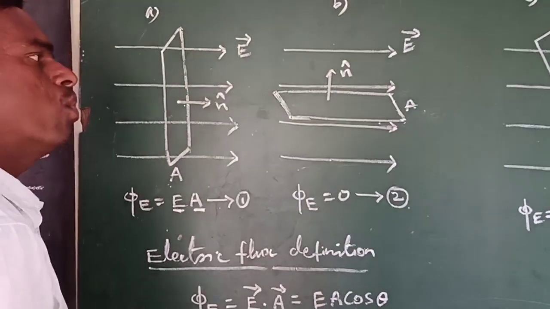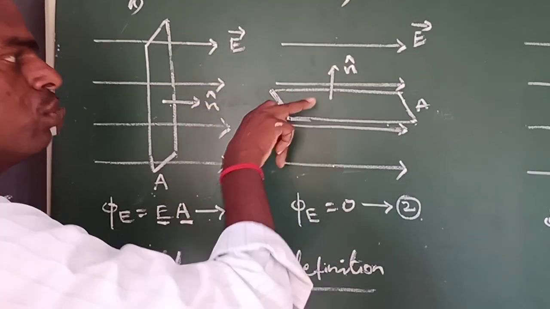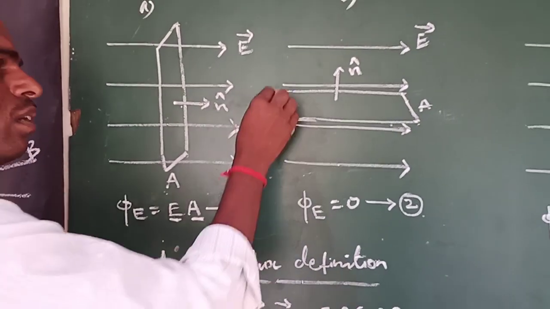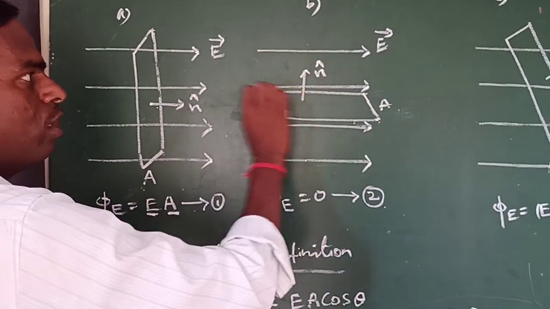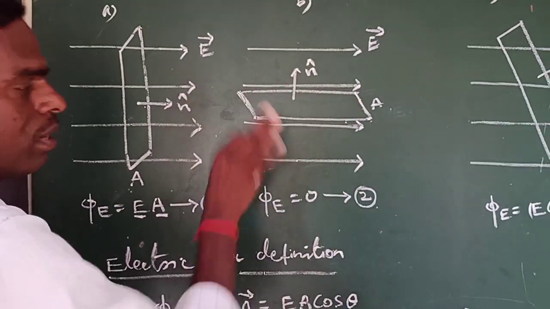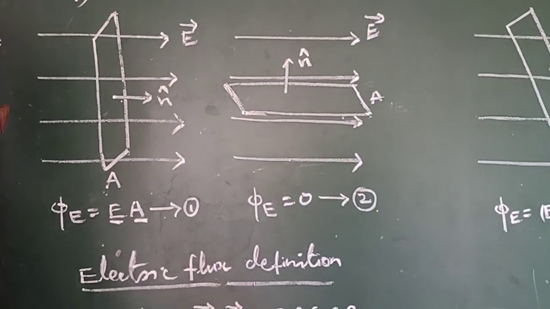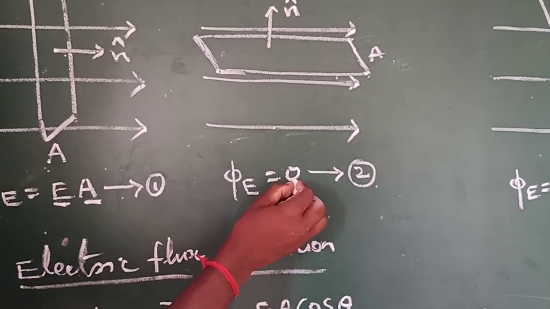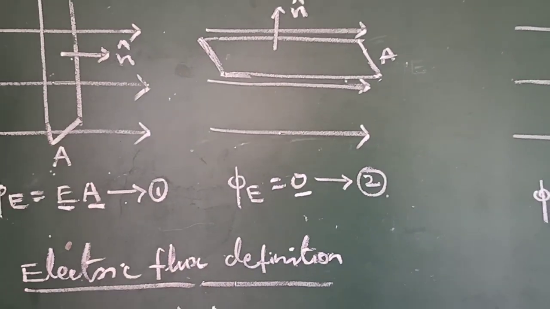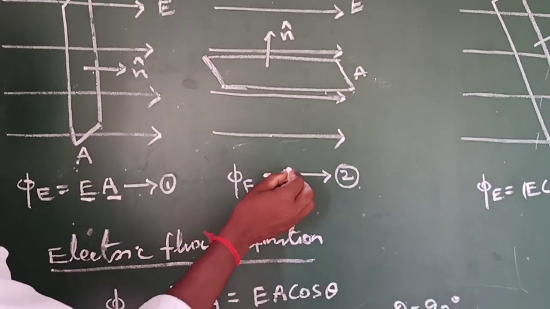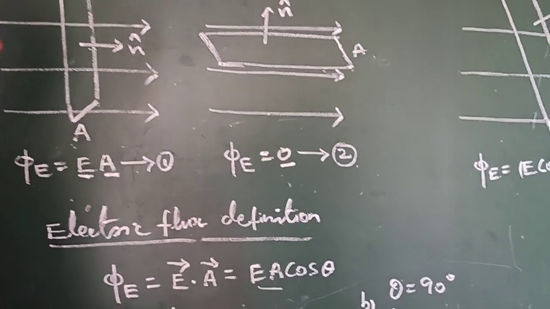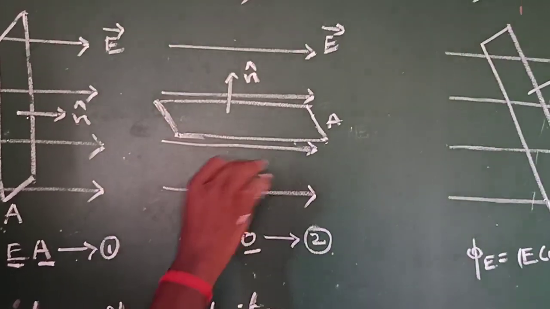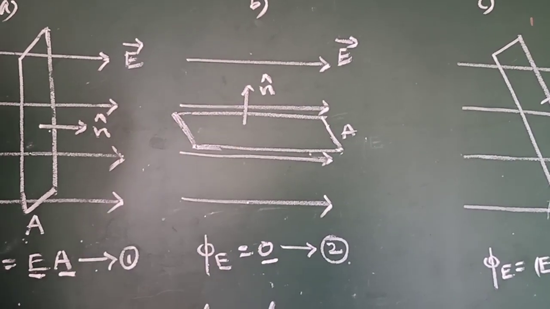Now no lines are passing through the given area. Okay, look, no line passes through this area. So what does that mean? The flux is 0. So the electric flux phi of E equal to 0. In this case, electric flux phi of E equal to 0, because no lines are crossing the area.